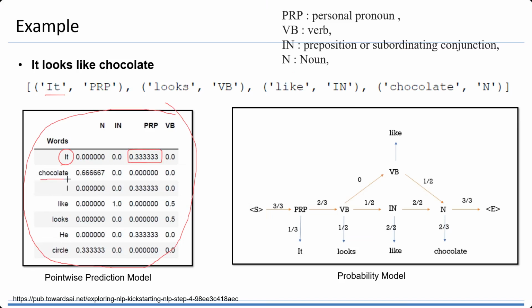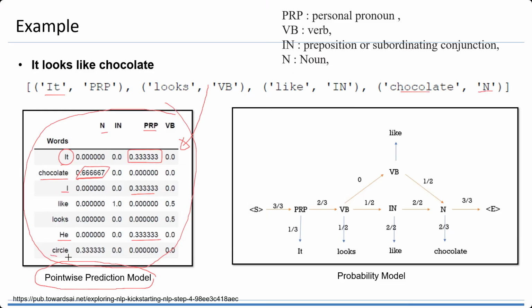The chocolate, the probability of being a noun is 0.6666. The word I, the probability of being PRP is 0.333 and so on. So this is the point-wise prediction model. So we need to generate this kind of model so we can predict. If I have the word chocolate, then it will be noun. If I have the word he, then the probability of PRP is 0.3.